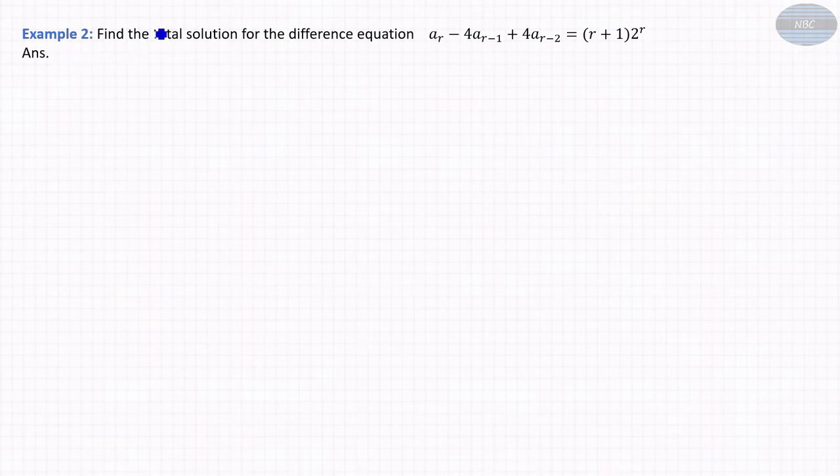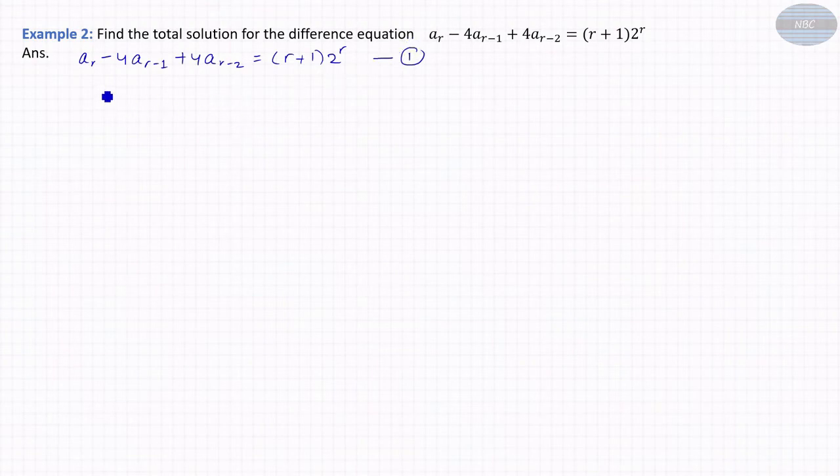Come to example 2. Find the total solution for the difference equation. This is a second order difference equation. On the right hand side we have a polynomial of degree 1 multiplied with 2 to the power r. Let us write down the difference equation first: a_r minus 4 a_(r minus 1) plus 4 a_(r minus 2) is equal to (r plus 1) into 2 to the power r. So this is equation 1.